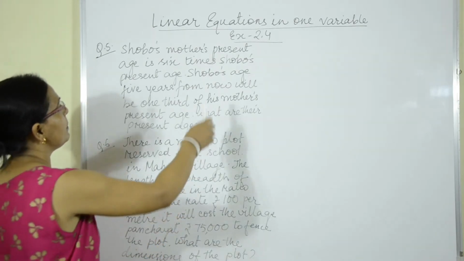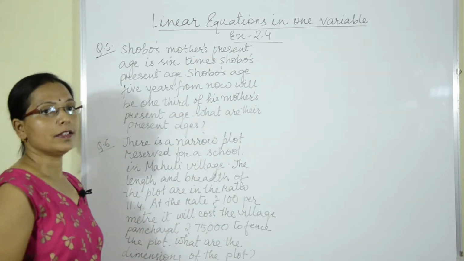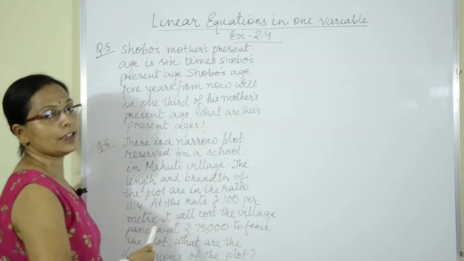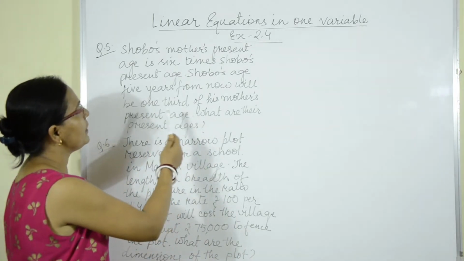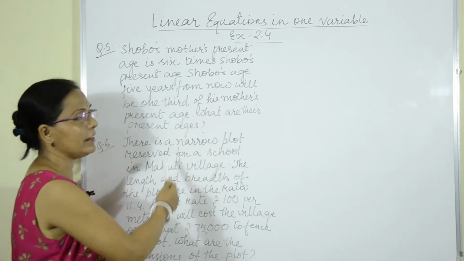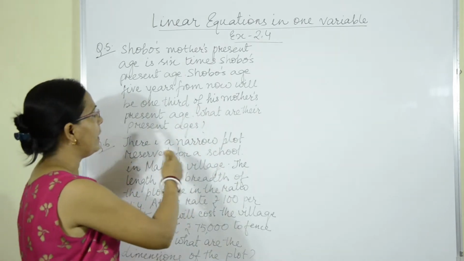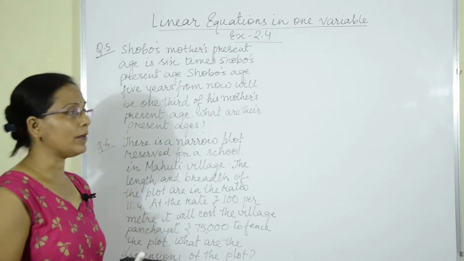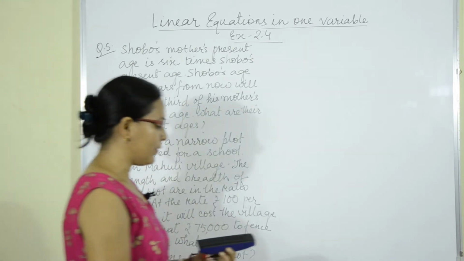Shobo's mother's present age is 6 times Shobo's present age. Now, Shobo's age 5 years from now will be 1/3 of his mother's present age. What are their present ages? So, this is what the question is. Now, let us try to solve them.